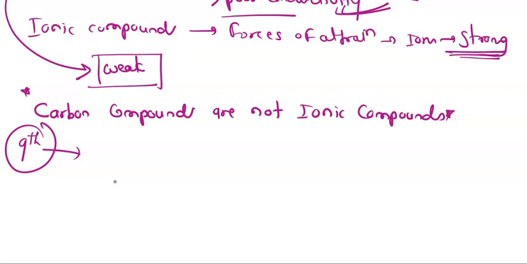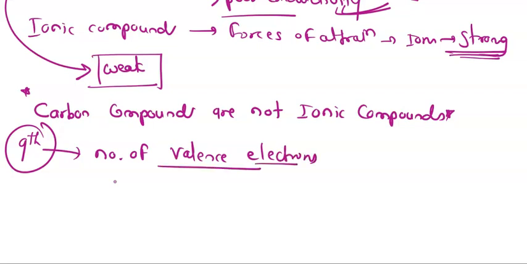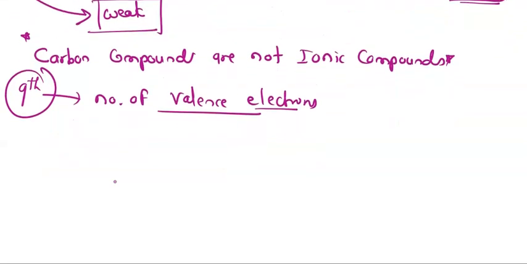So let's continue. We already learned about the combining capacity of various elements and how valency depends upon the number of valence electrons. What are valence electrons? We already know, but still we are discussing this. We'll understand valence electrons with one example: carbon.